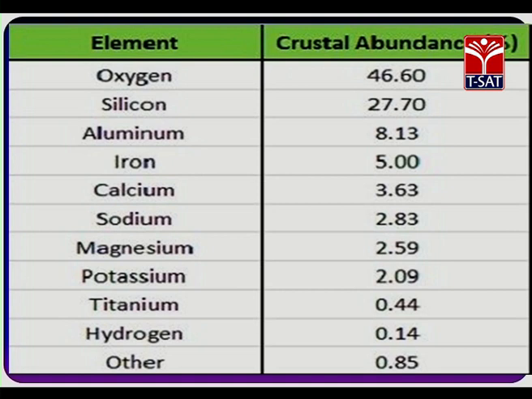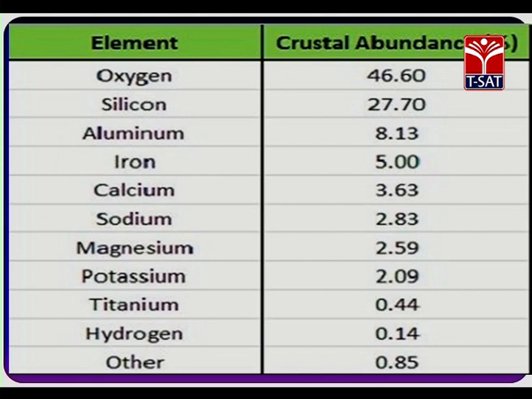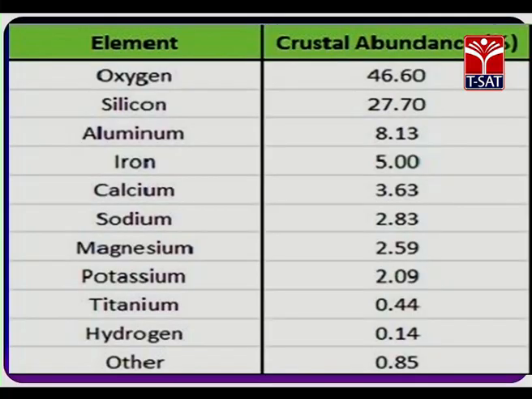And starting from the metals, if you observe, the abundance of aluminium is 8.13% and iron 5%, calcium 3.63. So, which is the metal which is present in the maximum amount? The abundance of aluminium is highest when compared with other metals. So, what is the crustal abundance of aluminium? 8.13. So, it is the most abundant metal found in the earth's crust.